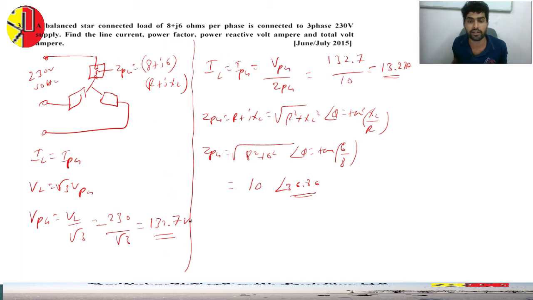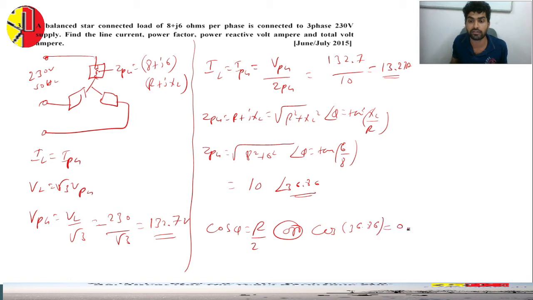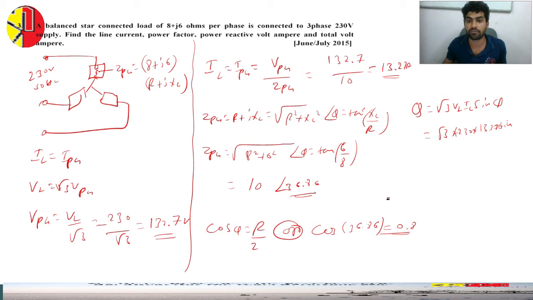So now what we need to calculate? Power factor. Power factor, two formulas will be there. Cos phi is equal to R by Z, and cos of this angle 36.86 will get 0.8, right? Directly can calculate. Okay. Next, what we need to calculate? Reactive volt ampere, that is root 3 VL IL sin phi. So root 3 into VL is 230 into IL is 13.27 into sine of this one, 36.86.